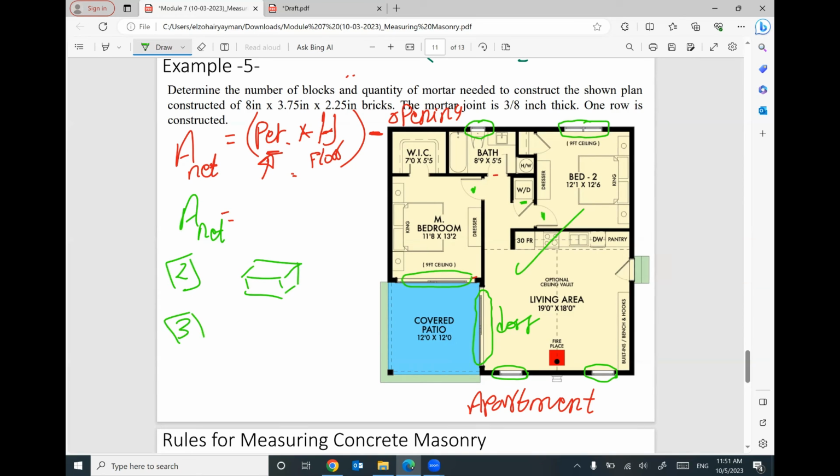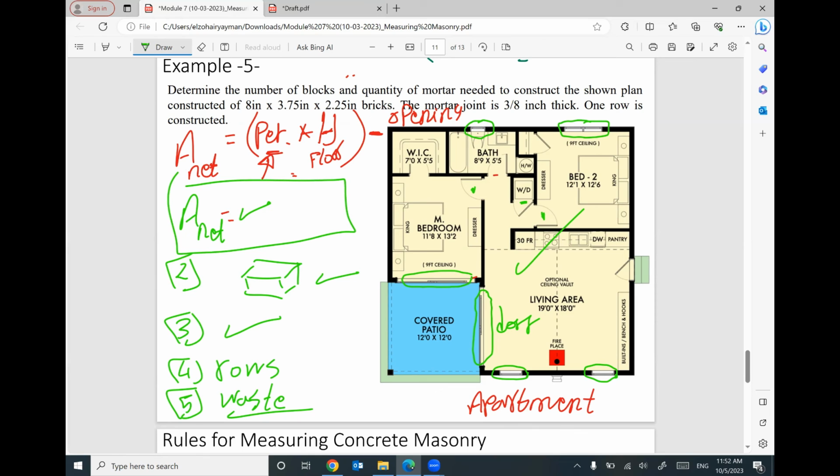the step number 3, you need to divide the first area by the second area. Step number 4, how many rows you will construct in this apartment. And step number 5, what is the percentage of extra waste? That makes sense? So I'm going to use this plan only for the first step to figure out what is the net area for the walls.